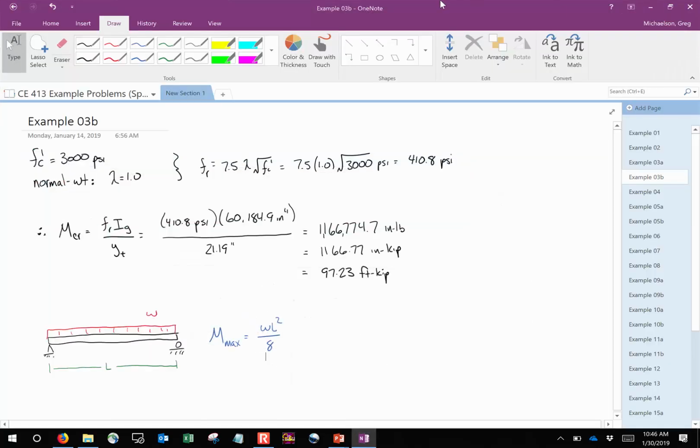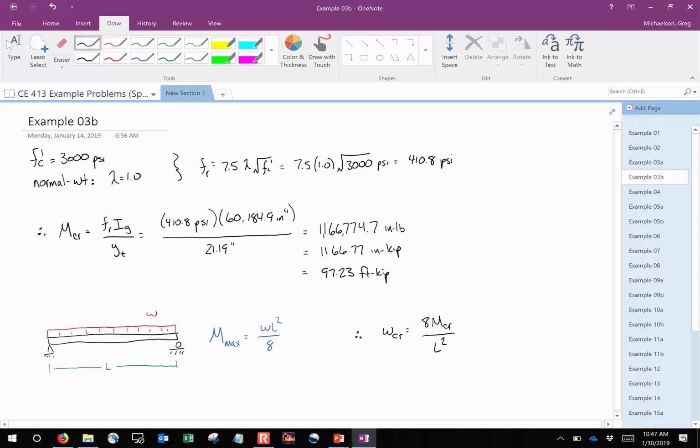So what you can do for this is say, all right, I know that the length is 24 feet, was it? So I can solve for W. How do you solve for W? You take 8 times M divided by L squared, right? Now keep in mind, we're not doing any load factoring right now. So I'm going to say, therefore, that the cracking load is 8 times the cracking moment over L squared.